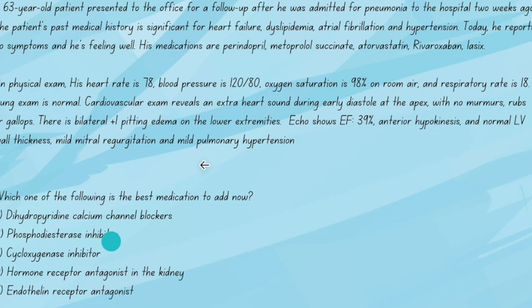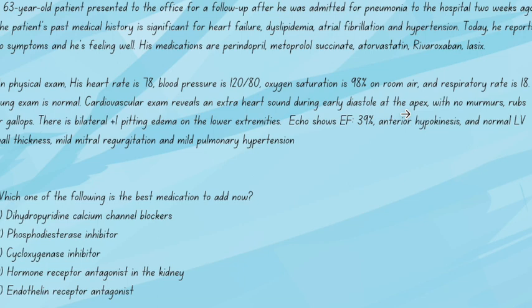A 63-year-old patient presented to the office for a follow-up after he was admitted for pneumonia 2 weeks ago. The patient's past medical history is significant for heart failure, dyslipidemia, atrial fibrillation, hypertension. Today he reports no symptoms, he's feeling well. His medications are perindopril, metoprolol succinate, atorvastatin, rivaroxaban, and Lasix. You examine him, his heart rate is 78, the blood pressure is 120 over 80, oxygen saturation is 98% on room air, his respiratory rate is 18. Lung exam is normal. Cardiovascular exam reveals an extra heart sound during early diastole at the apex with no murmurs, rubs, or gallops. There is a bilateral plus one pitting edema on the lower extremities.